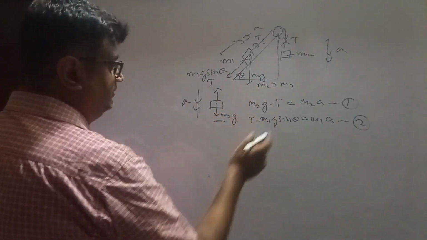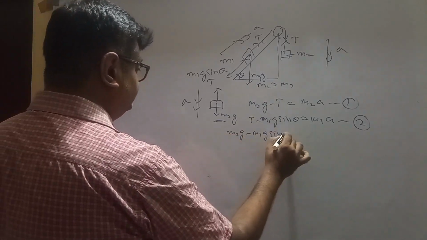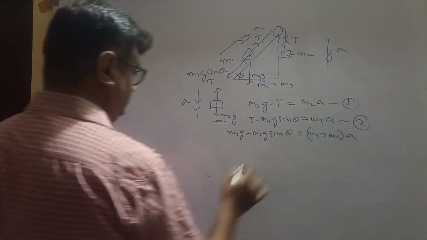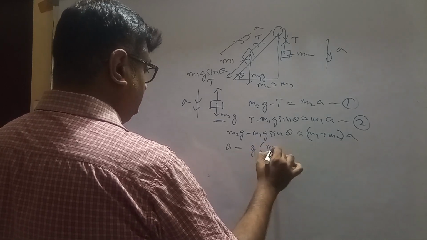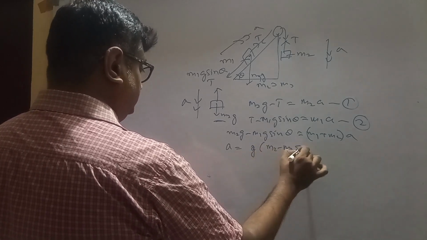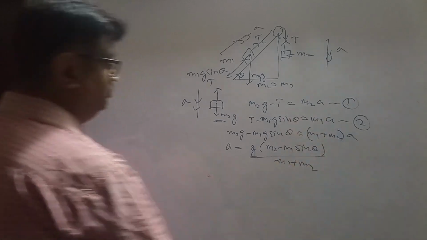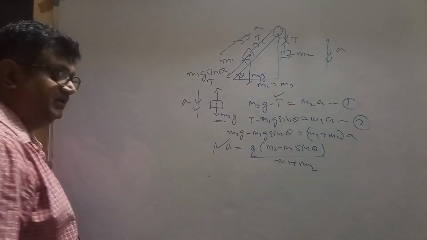So add these two, T will be eliminated. So M2G minus M1G sin theta is equal to M1 plus M2 into A. So A will be equal to, if you take G common, M2 minus M1 sin theta divided by M1 plus M2. Once you get the value of A, you can put it here and get the value of T.